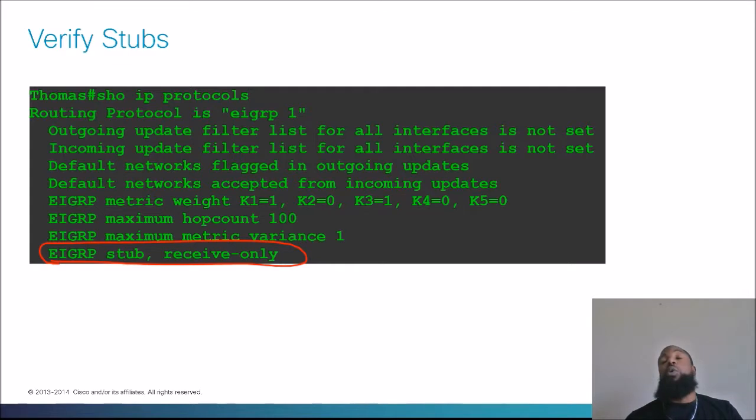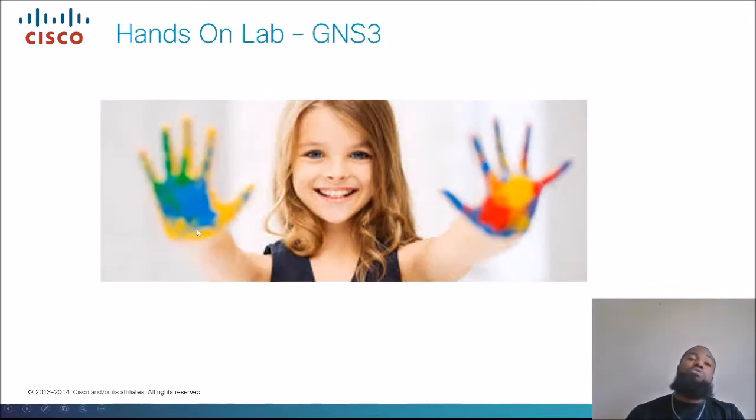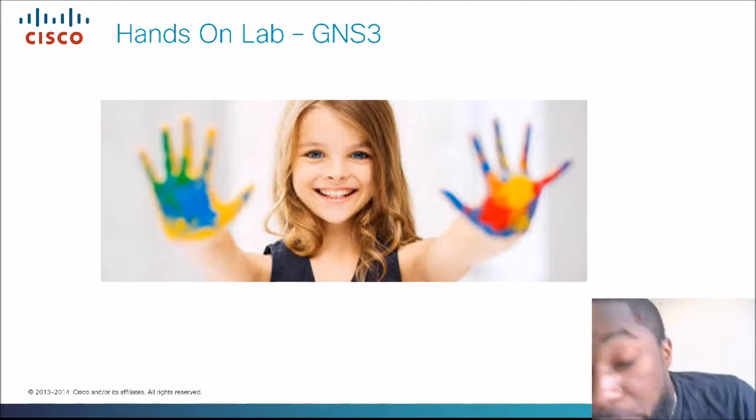Another way you can find out is by doing show IP route on the other router. And then you will see, have you learned any routes from that other router? Well, that kind of helps you deduce whether that other router is a stub or not. The best way to do it is to go on that specific router, do show IP protocols, and it'll tell you whether it's a stub or not. So let's go ahead and fire up GNS3 and show you an example of how to configure stubs.